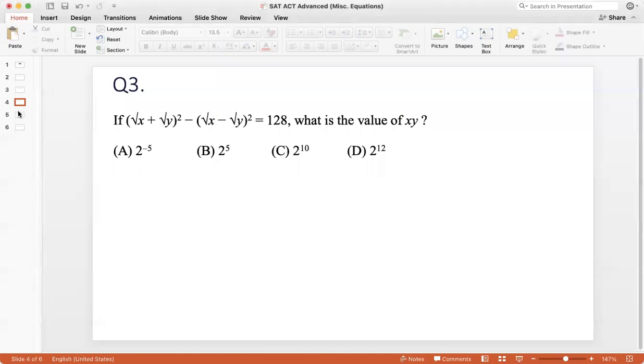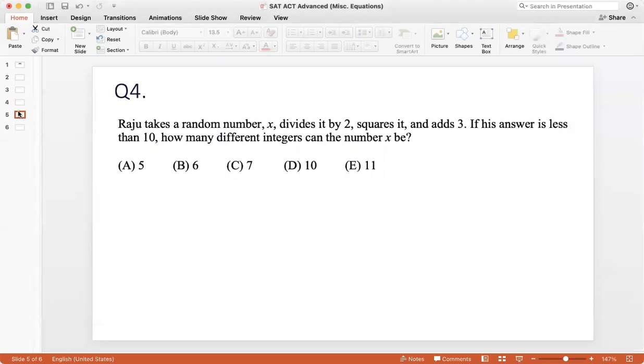Okay, question 4. Raju takes a random number x, divides it by 2, squares it and adds 3. If his answer is less than 10, how many different integers can the number x be? Okay, so he takes x, divides it by 2, squares the result, adds 3, and this is less than 10, right? So I converted this text into this inequality.